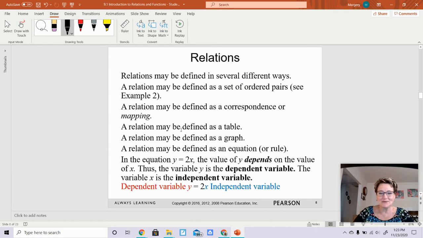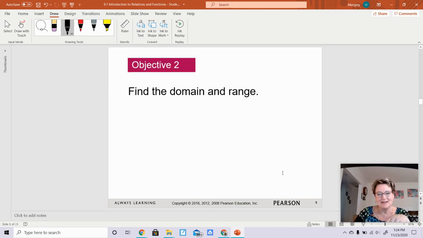Alrighty? So now I would like you guys to read through this. It's basically letting you know that relations can be represented in many different ways. The major one I do want to talk about is in the equation y equals 2x, the value of y depends on the value of x, which means you're putting in some value for x, like 0, 1, 7. You make yourself a table, and then you find out what y is. So X is considered the independent variable, Y is considered the dependent variable. Read through it one more time. I'm going to try to make it easier for you.